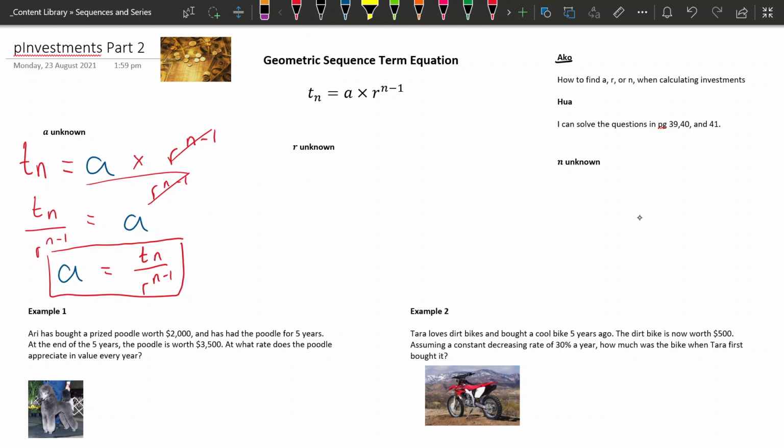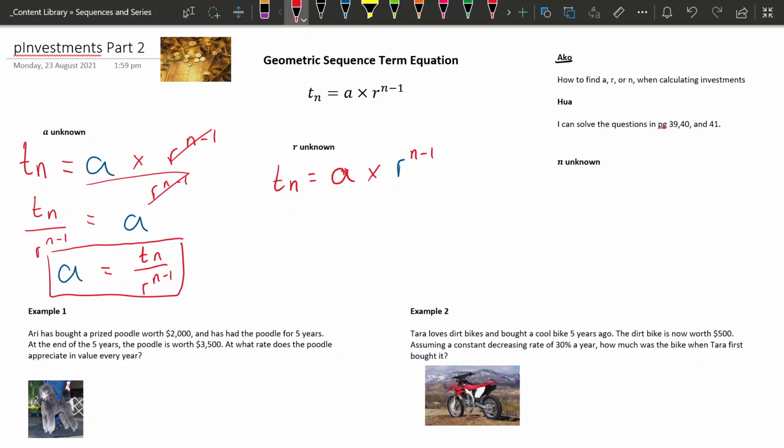Okay, what if R is unknown? So we have Tn. By the way, all this is gibberish for now, but when we come to the examples, it will start to make more sense. So feel free to skip there and then come back. So Tn equals A times Rn minus 1. So you know the rate of change, say it's 20%. Sorry, you don't know R. You know everything else, but you don't know the rate. So how do you find R?